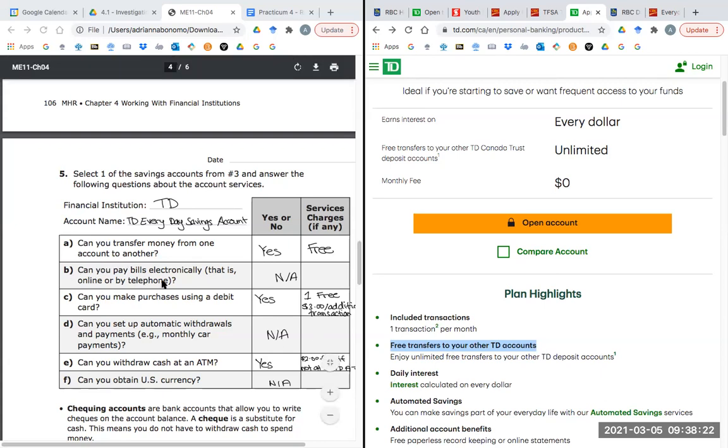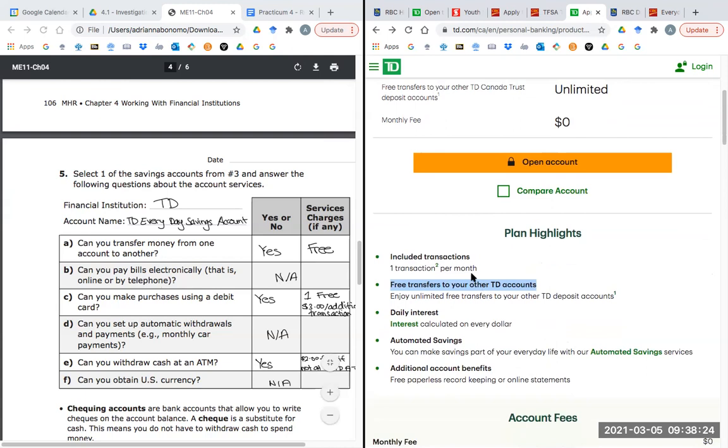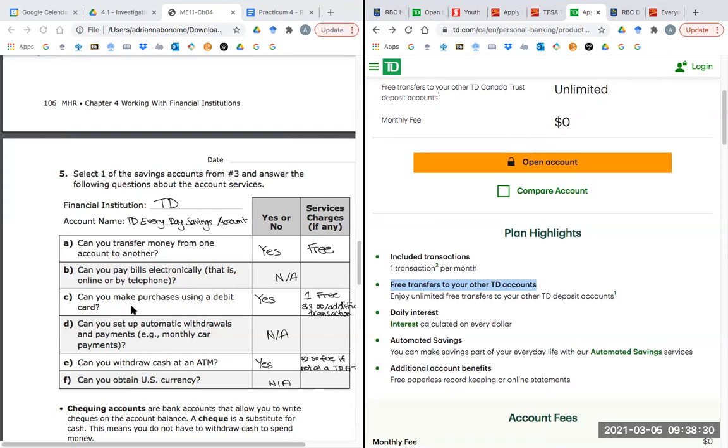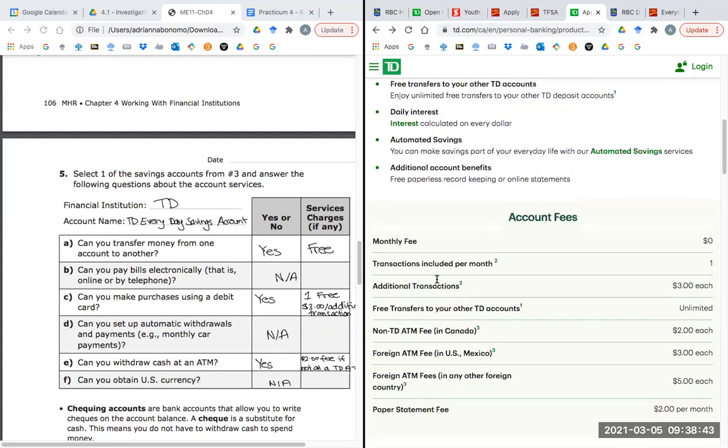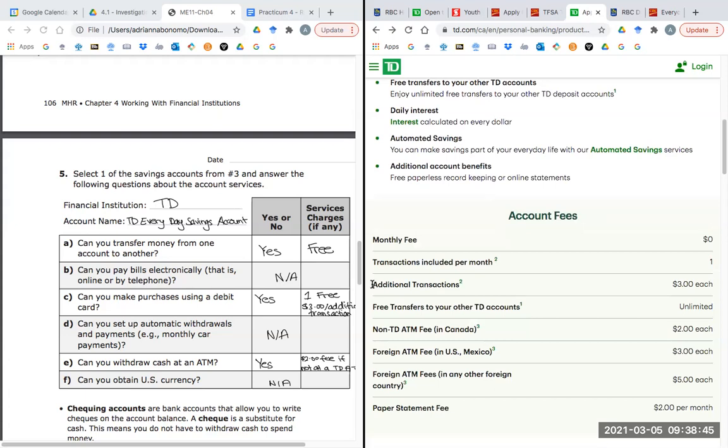B says, can you pay bills electronically? If we look here, it doesn't say anything about paying bills. So we're going to put not applicable. Next question says, can you make purchases using a debit card? Yes, you can. We know we can make a purchase with this savings account. However, the first transaction is free. Let's see how much it costs for additional transactions after that first free one. Right here, it says $3 each. So for every additional transaction you make, you're going to get charged $3.